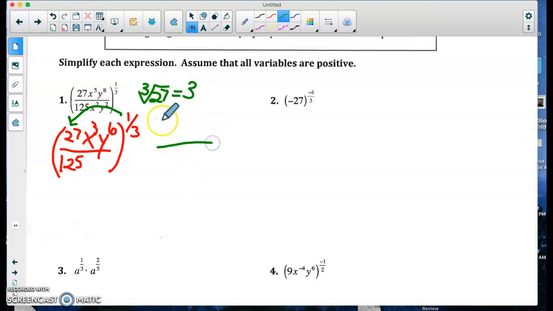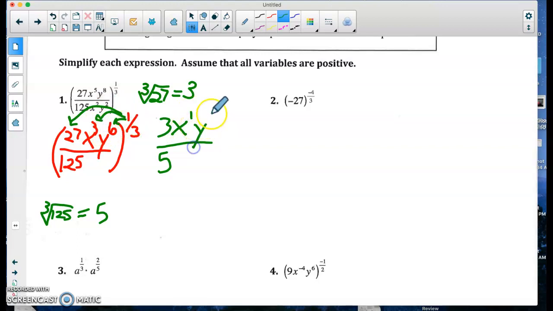That won't go anywhere. And then the same thing here. This 1/3 is going to go to the 125. So I'm really taking the cube root of 125, which is just giving me 5. So we'll have the 5 on the bottom here. Now, reminder, when we take a power times a power, we're really multiplying. So I'm taking 3 times 1/3. That really gives me x to the first because the 3's cancel. And when I take 6 times 1/3, I'm really left with y to the second.